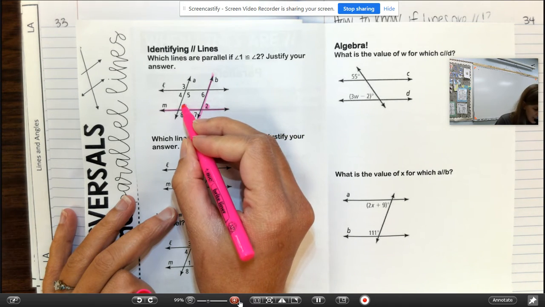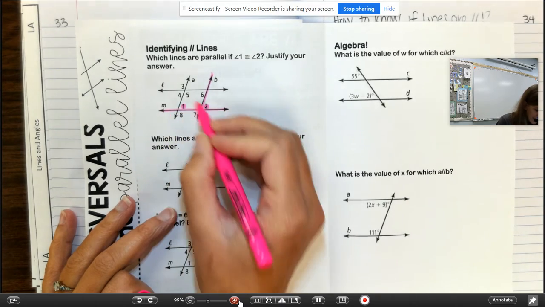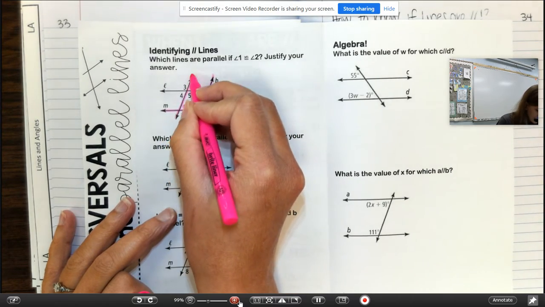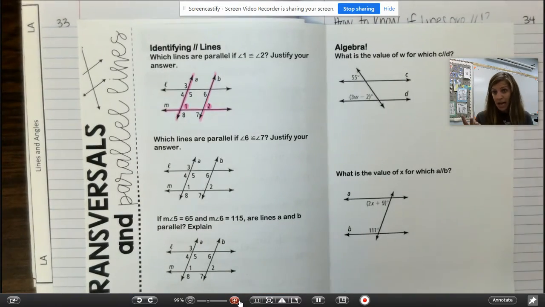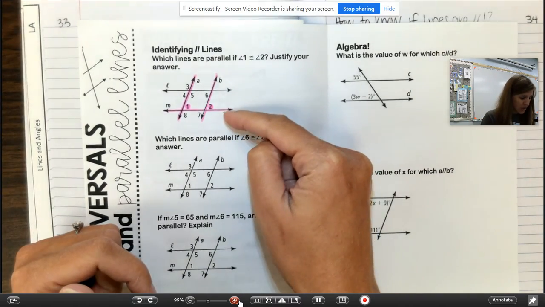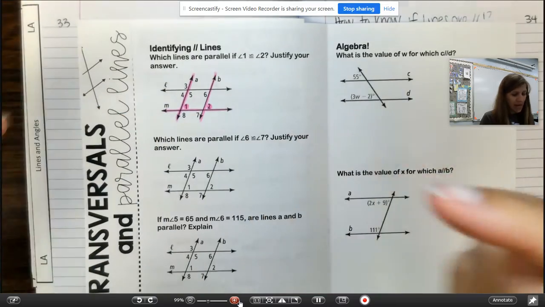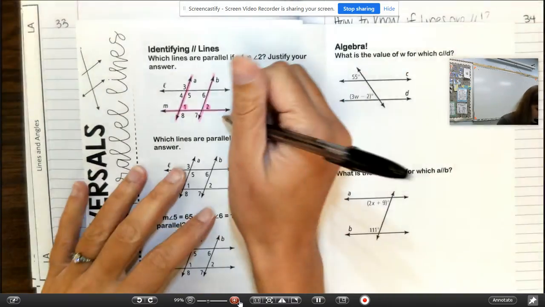Now if I jump over to angle 1, it is touching M and this line here. And once I've drawn all that in, you should have 2 lines and a transversal. The transversal is the one you touched twice. So 2 touched M and 1 touched M. M was touched twice, so that's your transversal.